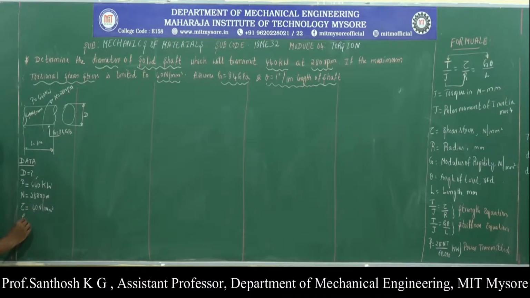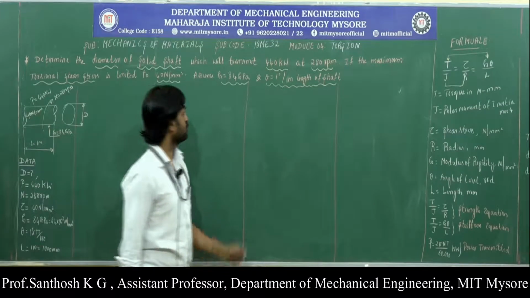and the modulus of rigidity of the material is given, it is 84 gigapascal. It will be equal to 84 into 10 to the power of 3 Newton per mm square, and the value of theta is 1 degree. It is given in terms of degrees, so I need to convert it into radians. To convert this into radians, I need to multiply it by pi and divide it by 180. Then the length of the shaft is 1 meter or 1000 millimeters.